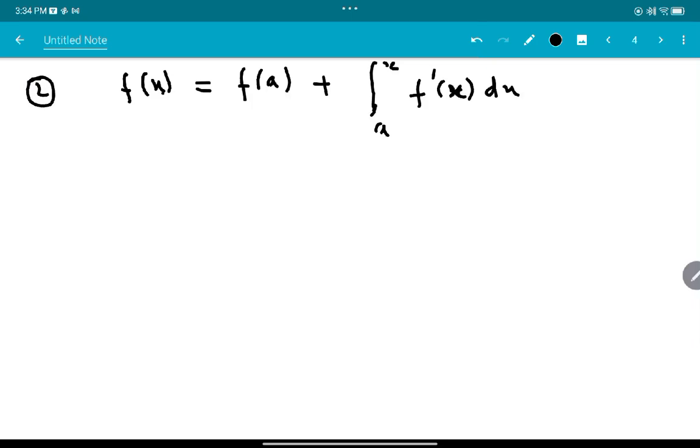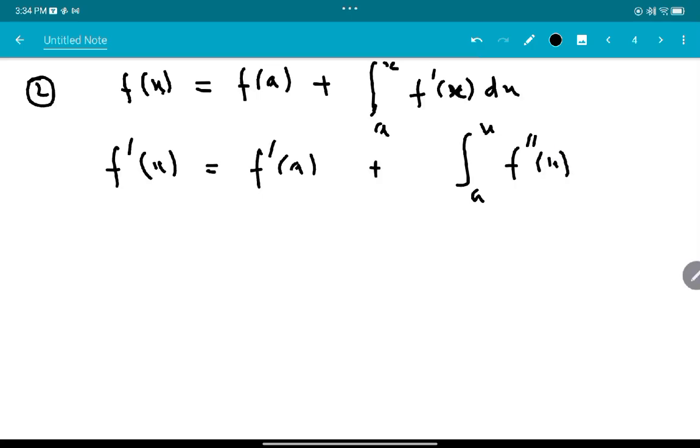Okay. Now f dash x is, in our equation, f dash a plus integral a to x f double dash x, because now you have to substitute here the derivative of this. There the function was f x, derivative was f dash x. Here the function is f dash x, derivative will be f double dash x into dx. This is our equation third.